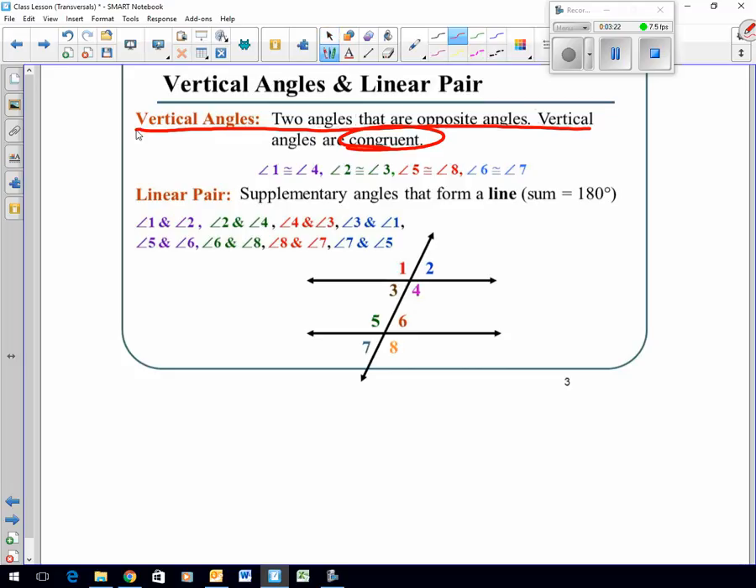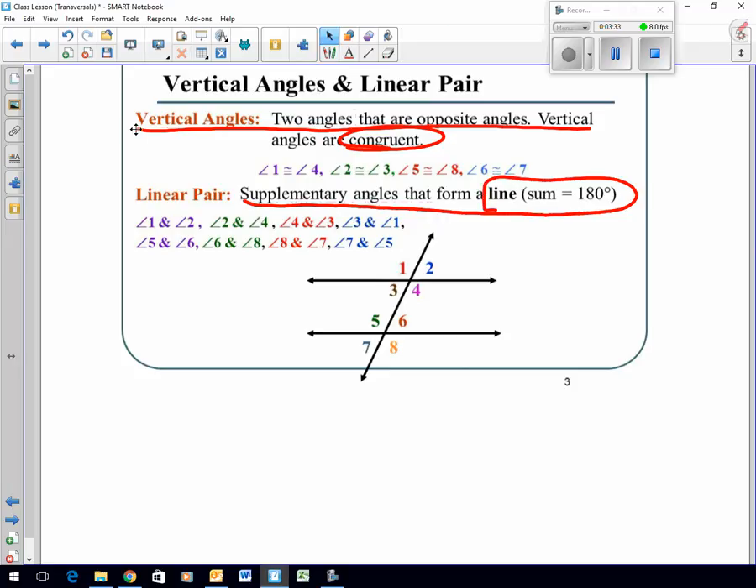Next I have what's called a linear pair. Very simple definition: supplementary angles that form a line. Gee, I wonder how we got the word linear pair, right? They form a line. Okay? They are supplementary. Supplementary. Linear pair.